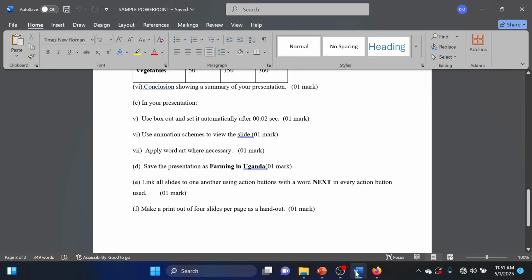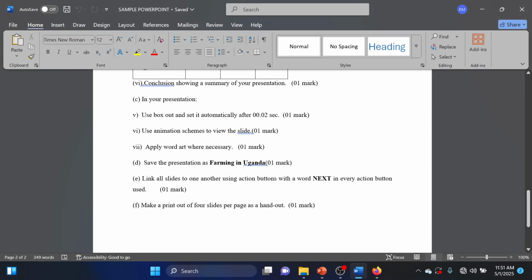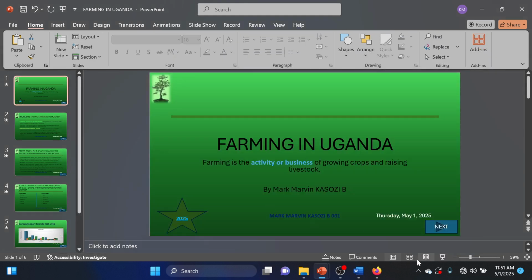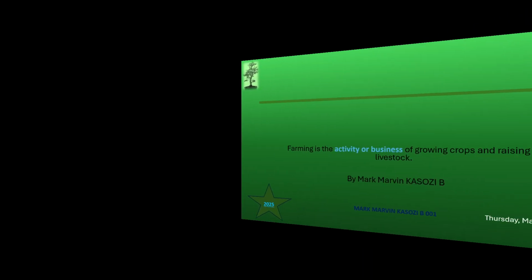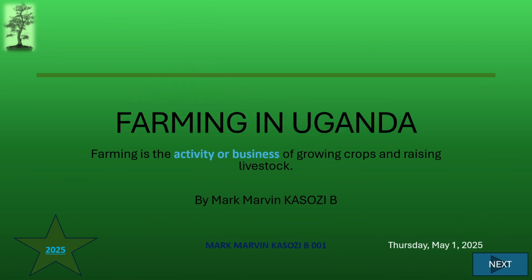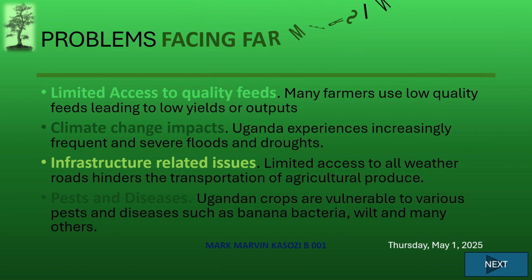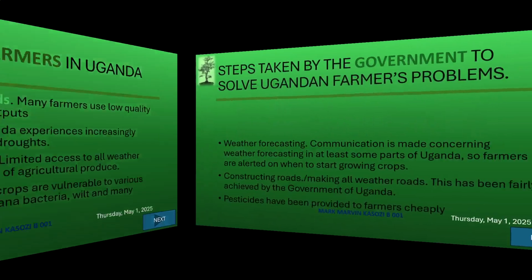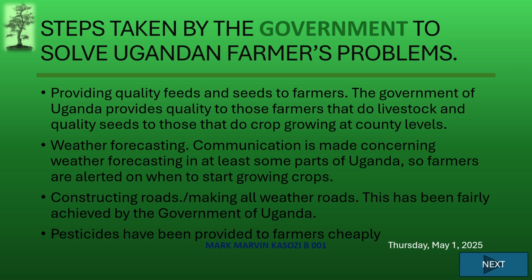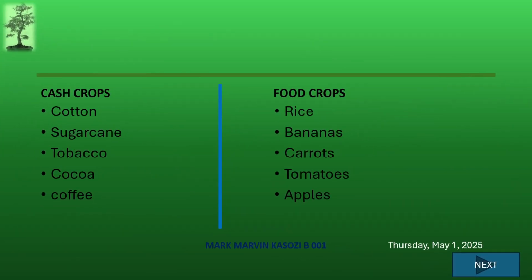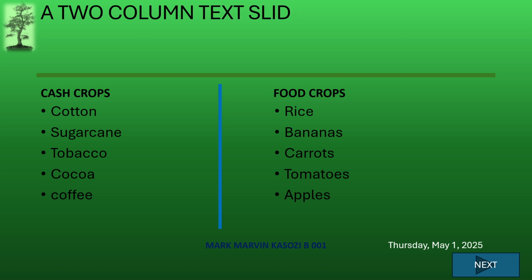Okay, that is it with the part E of the presentation. Now you can even run and see whether your presentation is really automatic and your text is really doing what you want. Problems facing farmers in Uganda, steps taken by the government to solve Ugandan farmers' problems. And the cash crops and food crops as explained in that slide. Okay, it's automatic after some seconds.